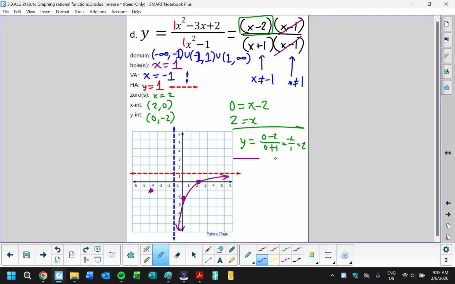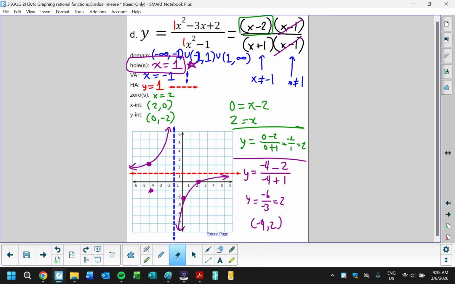Let's test -4. Going to the function, you only have to use the stuff that doesn't cancel. Let's go ahead and input -4. We end up with -6 over -3. So when x is -4, y is 2, which shows us this part of the function is going to go as such. And last but not least, and maybe one of the most important parts of the lesson, x cannot actually equal 1. So let's find that 1.